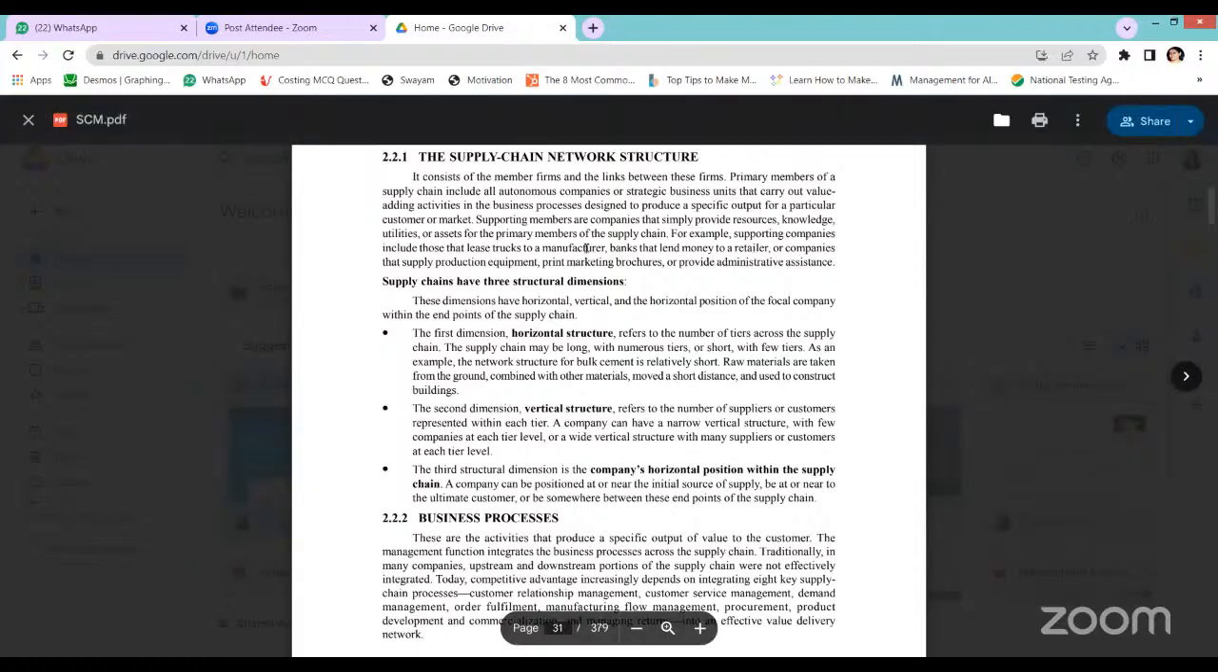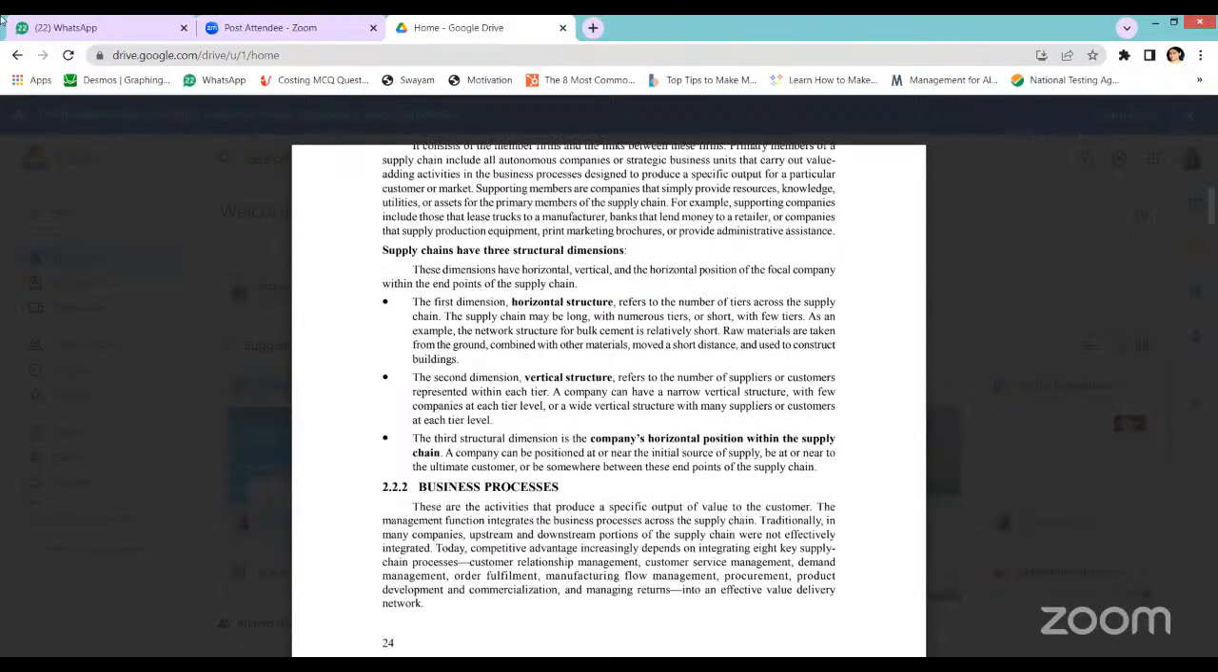Supporting companies include trucks to the manufacturers and banks that lend money to retailers or companies. All right, let us see about this. The structural dimension of the supply chain is three: one is horizontal structure, second is vertical structure, and third is the company's horizontal position within the supply chain.